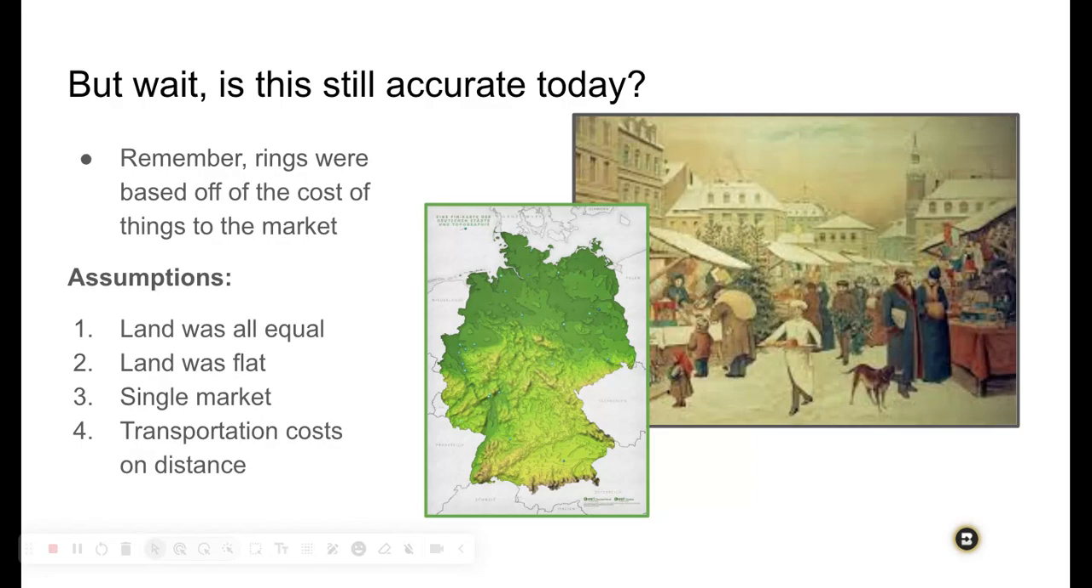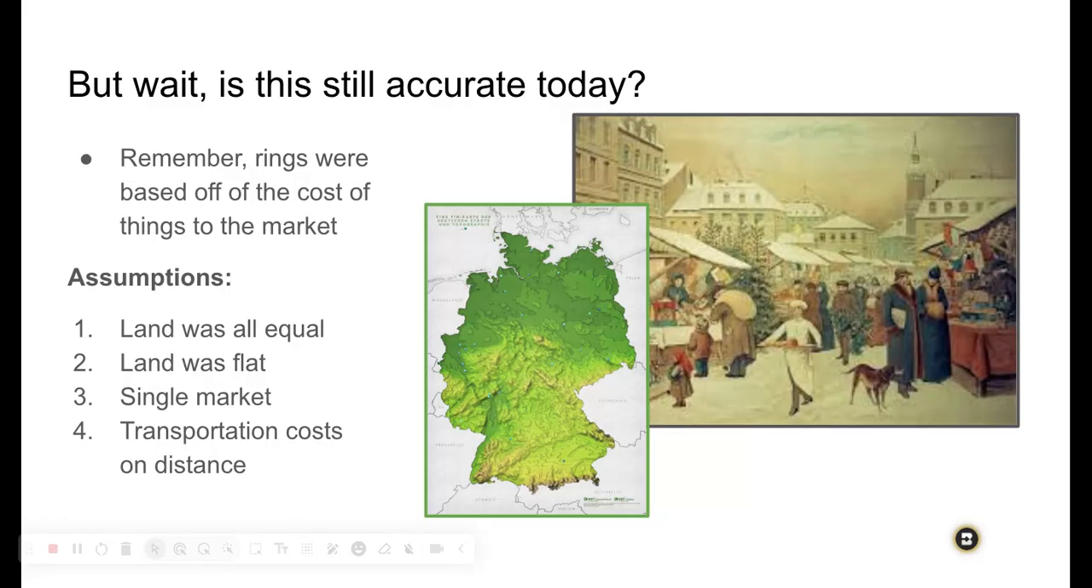Now, is this model still accurate today? In some ways it is, but in many ways it's not. So why are we learning about it if it's not accurate? Well, it's because you're learning the history of this, and you're trying to make sense of this. So here's an image, a little market in northern Germany in the 1850s. You see people going to one central place to get their goods. You see the town surrounded. Remember that the rings were based off the cost of bringing those things to market.